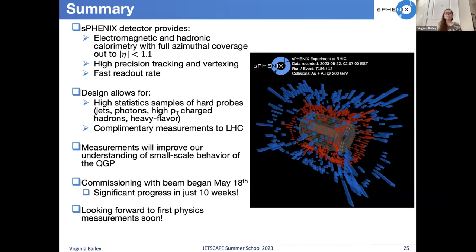And actually, our commissioning with beam only began on May 18th, so that was the day we got the official approval to operate as sPHENIX. And so we've made significant progress in just the last 10 weeks, and we're looking forward to having first physics measurements hopefully soon. So thank you.